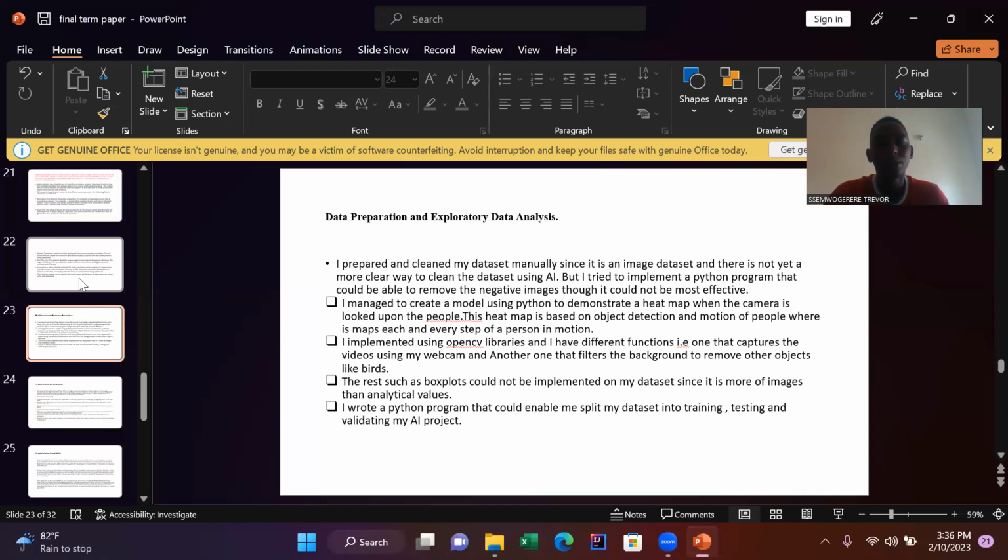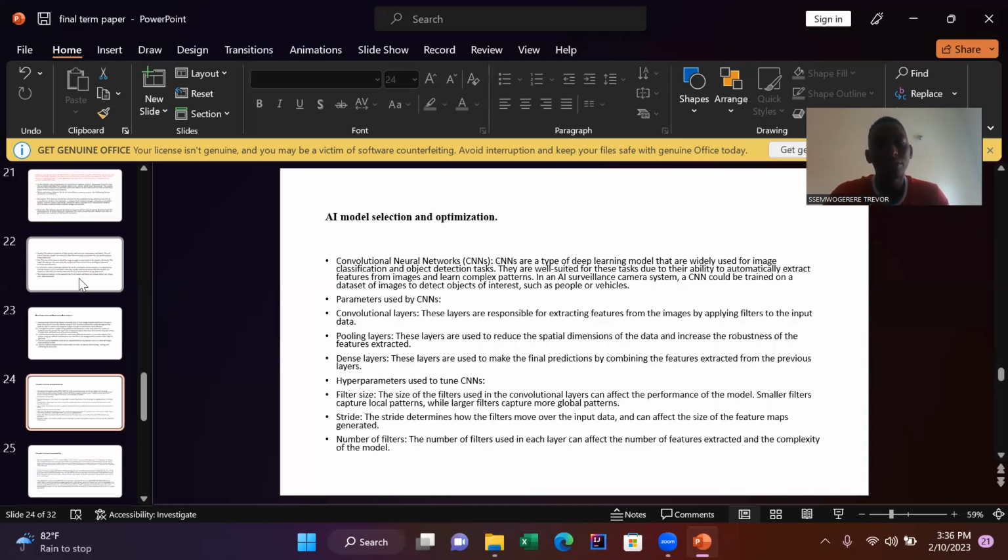So the rest, such as box plots, could not be implemented on my data since it is an image. That one is better for analytical data sets. I wrote a Python program that enabled me to split my data set into training, testing, and validating my AI.